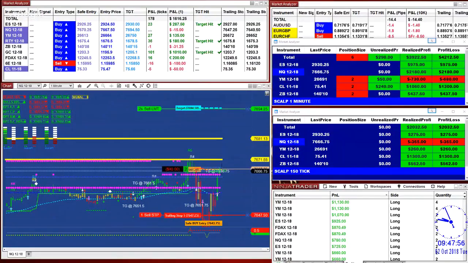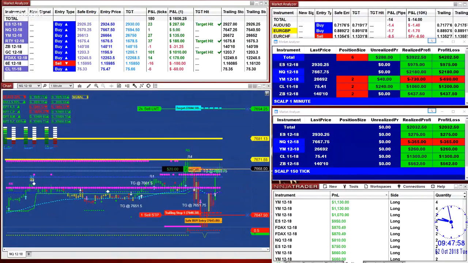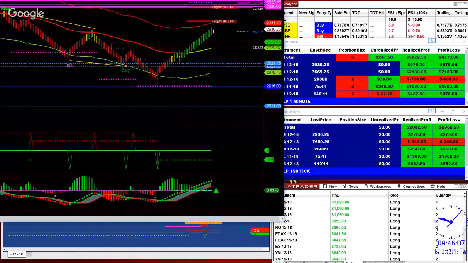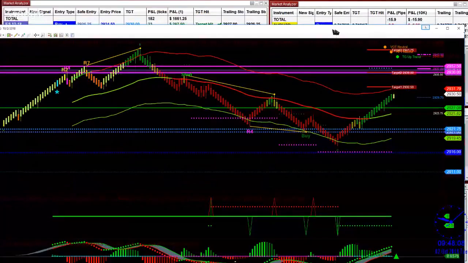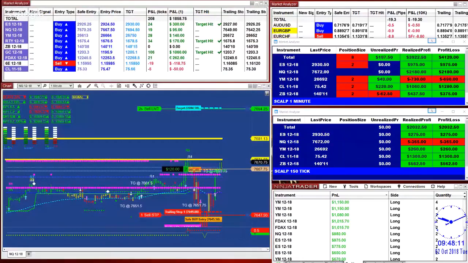Let me see if I can find a reversal trade on the ES. There is no reversal trade on the ES right now. This is a manual trade. It's too big, the chart. Let me make it a little bit smaller.